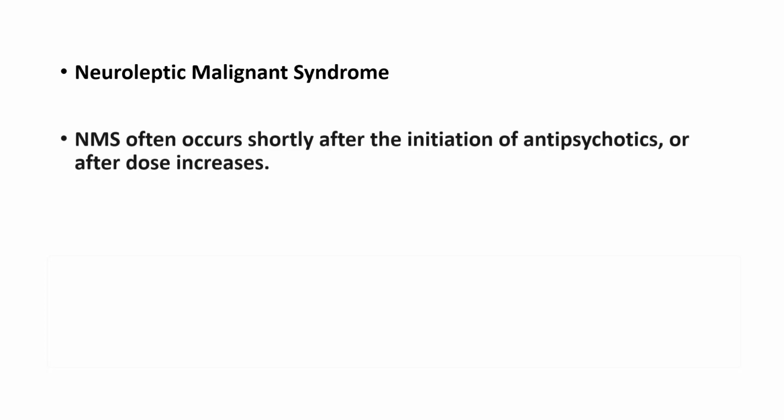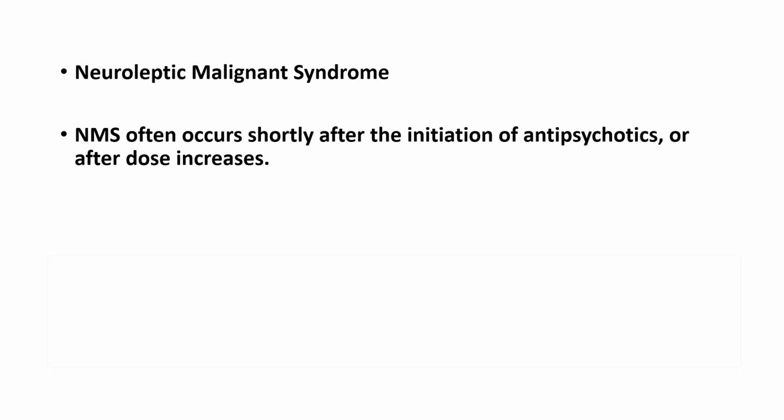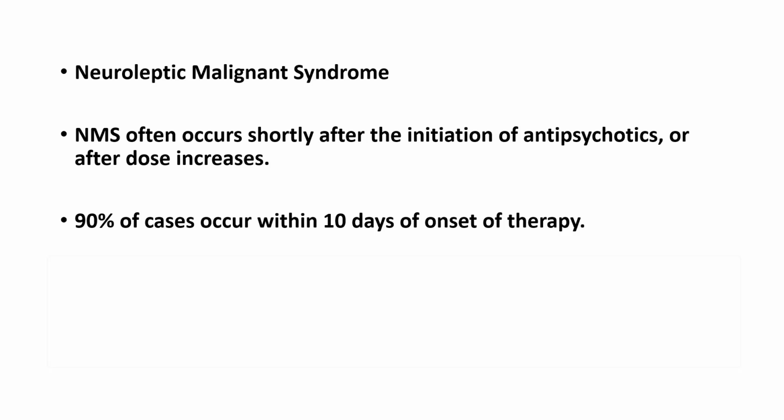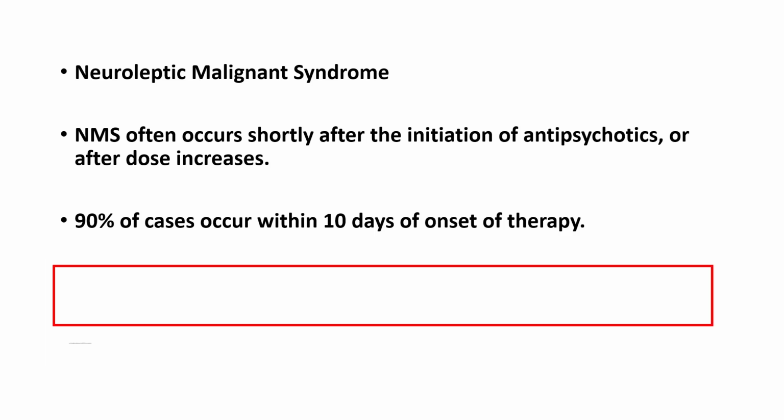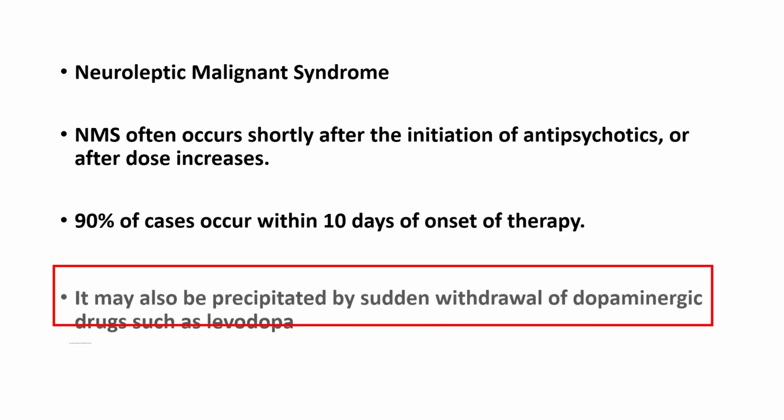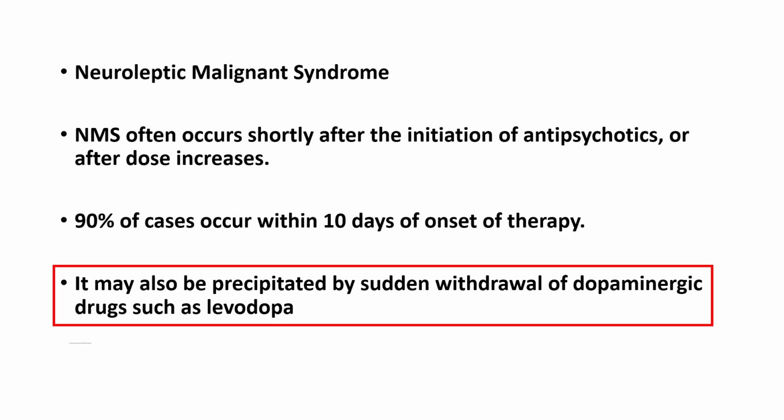Now, neuroleptic malignant syndrome is something that we have discussed under antipsychotics. It may occur shortly after the initiation of antipsychotics or after the dose of the antipsychotic has been increased, and 90% of cases occur within 10 days of onset of therapy. But we also need to understand very clearly that it can be precipitated by the sudden withdrawal of dopaminergic drugs such as levodopa.